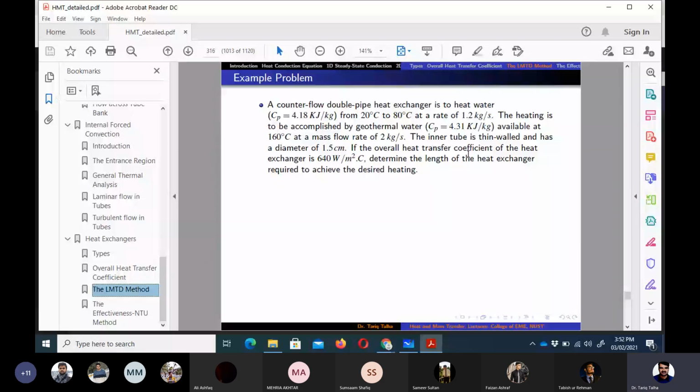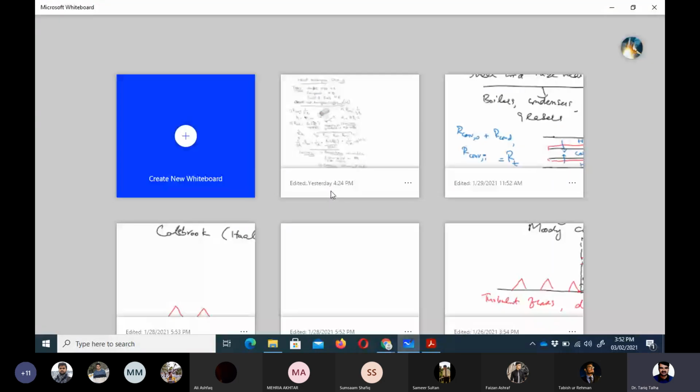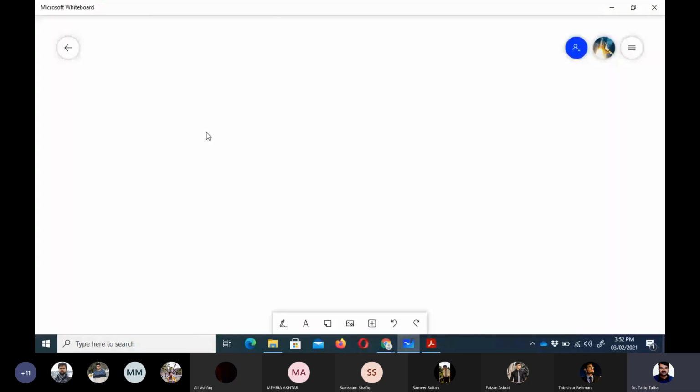If the overall heat transfer coefficient of the heat exchanger is 640 watt per meter square centigrade, so they have already given the U value. Determine the length of the heat exchanger required to achieve the desired heating. So here we need to determine the size of the heat exchanger, and we are given the temperatures for the hot fluid and cold fluid at inlet and outlet. So let's see if we can draw the schematic.